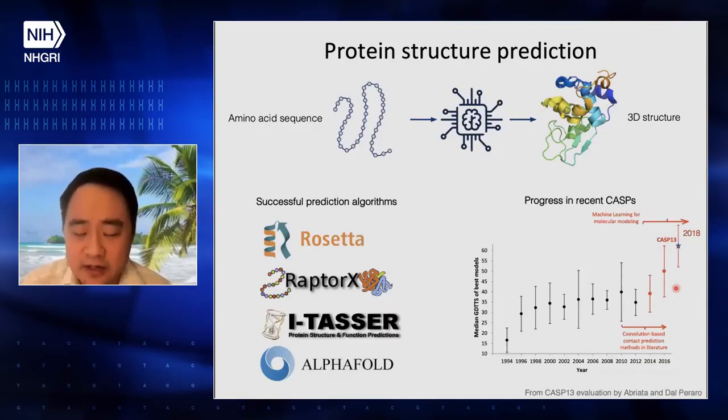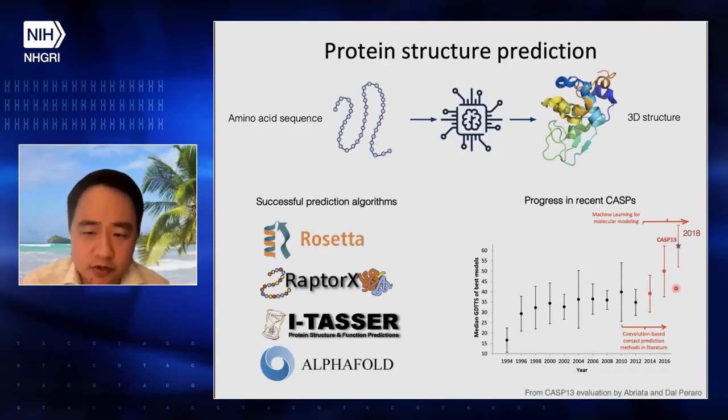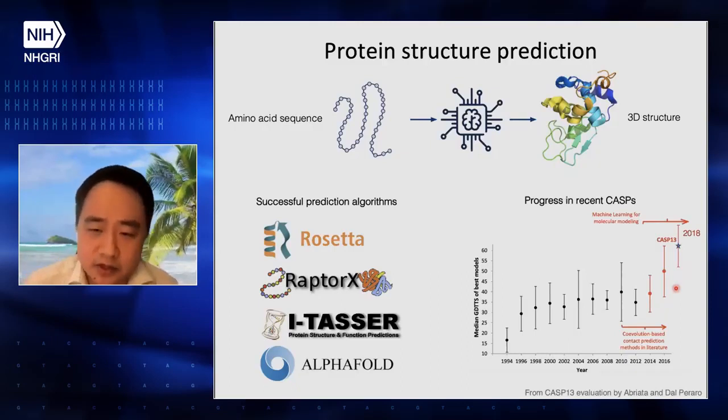Another is that we have a paradigm shift on how we do structure prediction. Previously, the most reliable approach was template-based, but now we're more into the regime where we use co-evolution analysis, which relies on contact prediction.